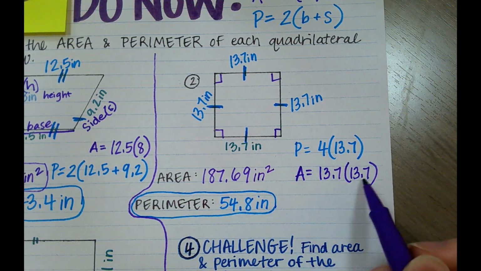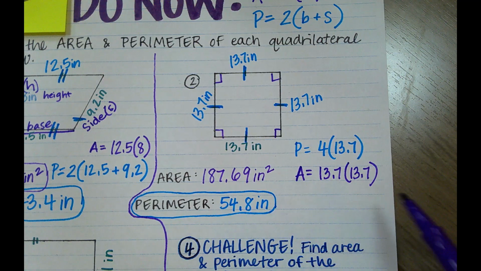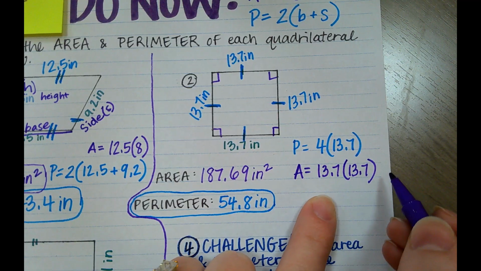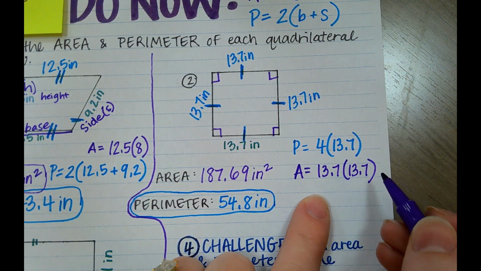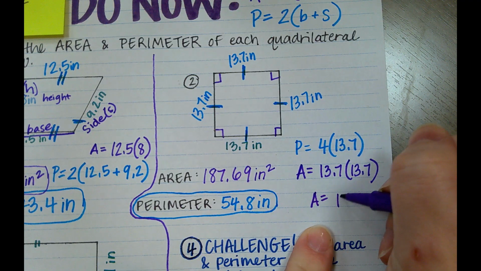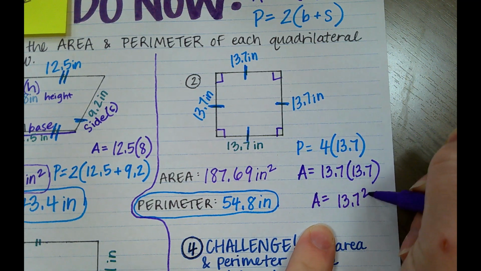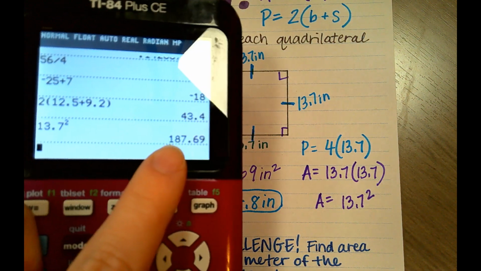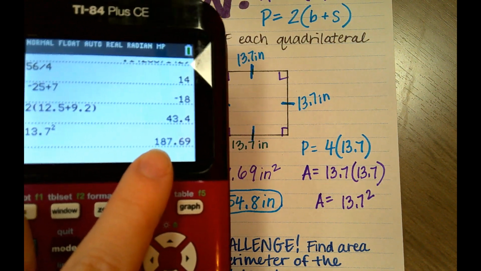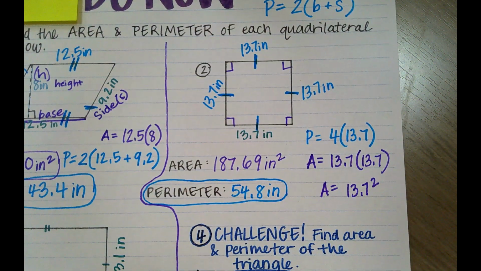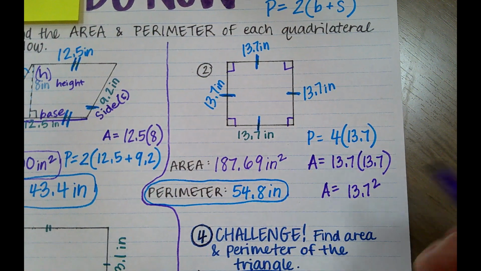Now something else we could do here. This only works for squares. Squares are a special shape. Anytime you take a number times itself, you're squaring it, right? I could have done area equals 13.7 squared. If you type that in your calculator, you do get the same answer. Either one works.